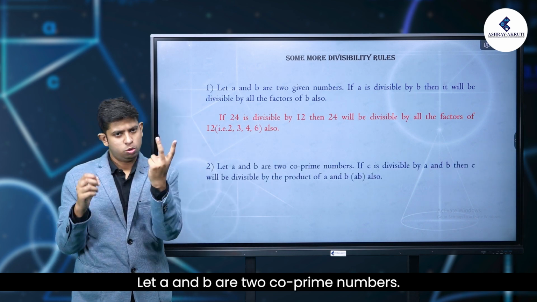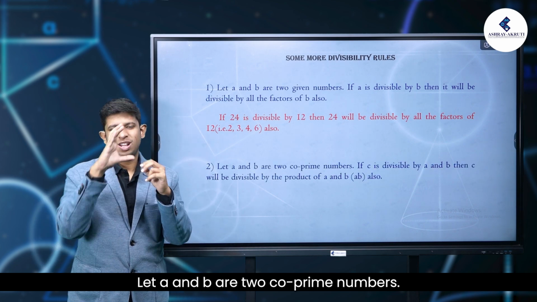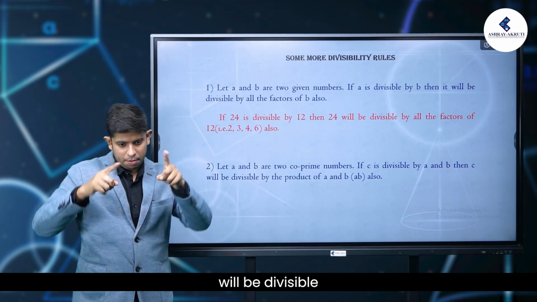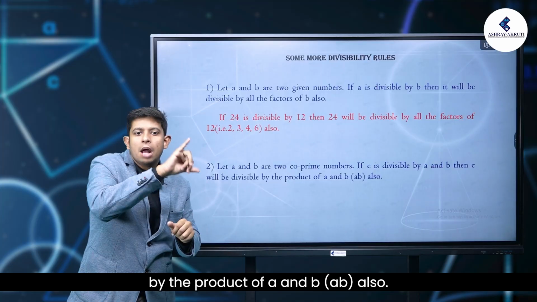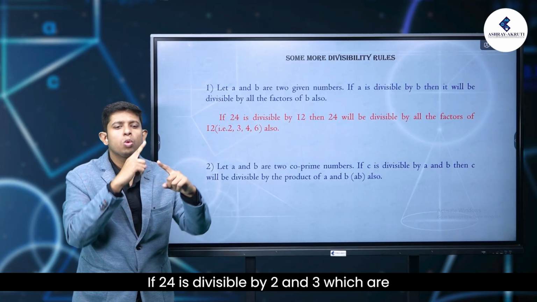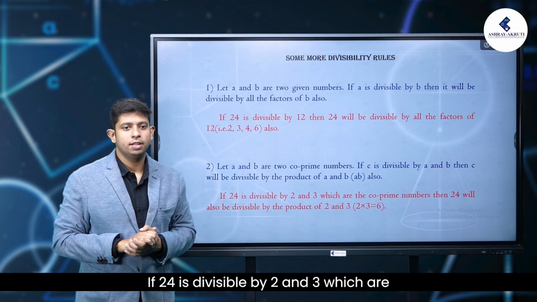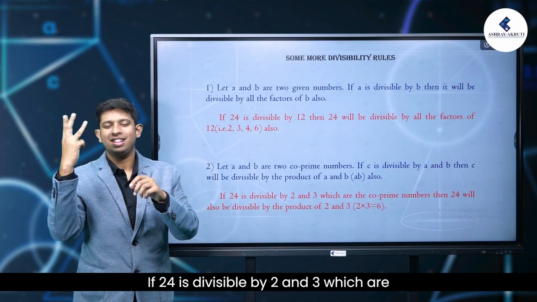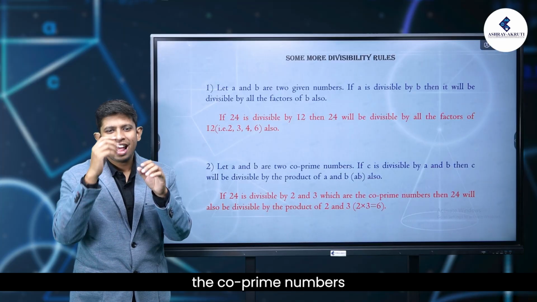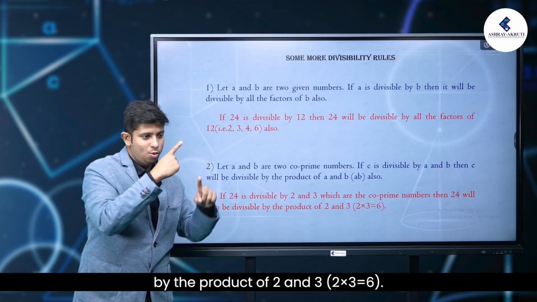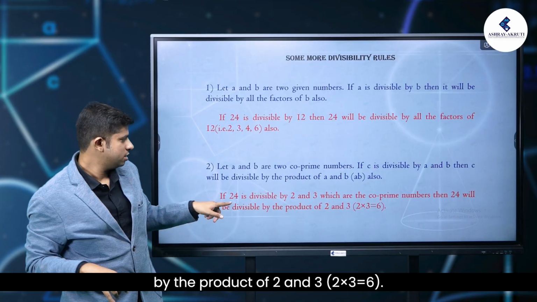Let A and B be two co-prime numbers. If C is divisible by A and B, then C will be divisible by the product of A and B, AB also. If 24 is divisible by 2 and 3, which are co-prime numbers, then 24 will also be divisible by the product of 2 and 3. 2 into 3 is equal to 6.